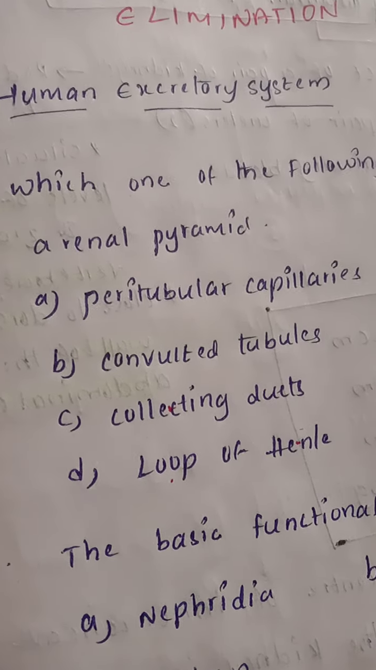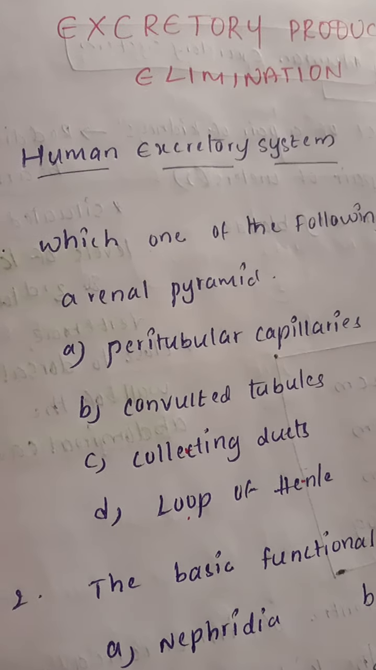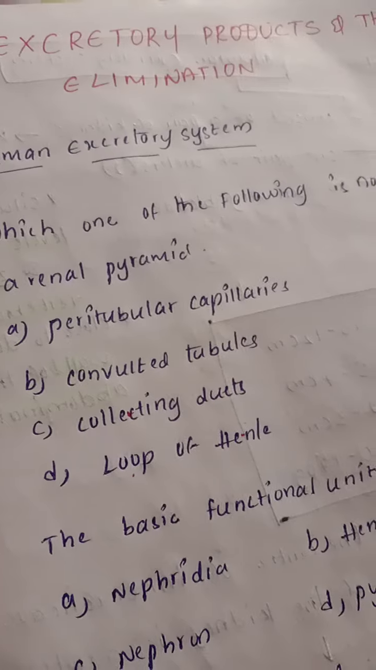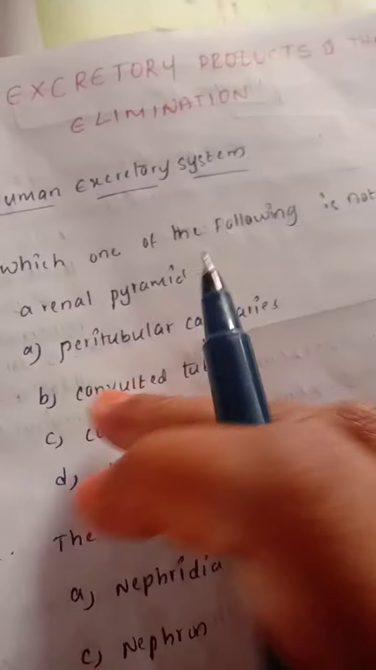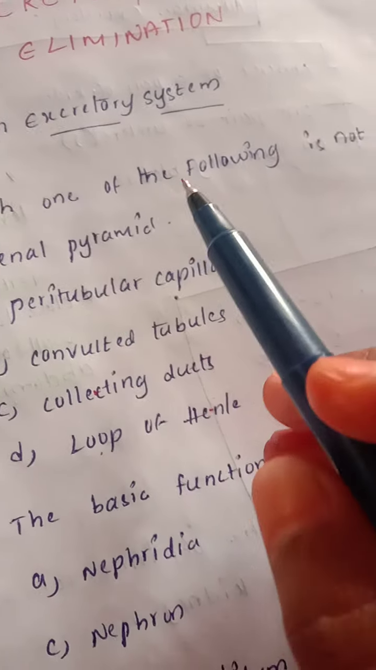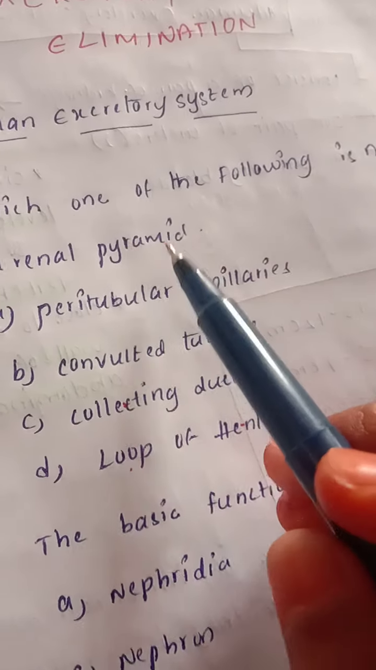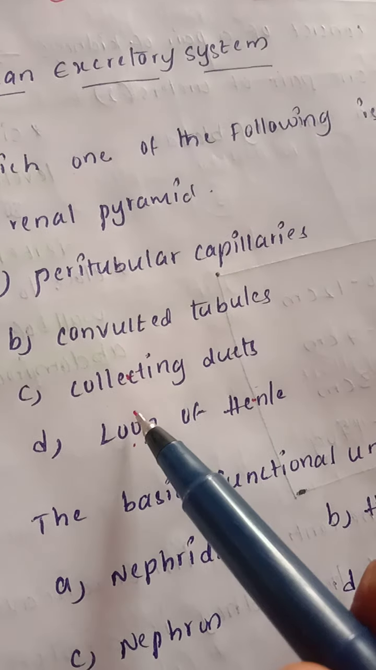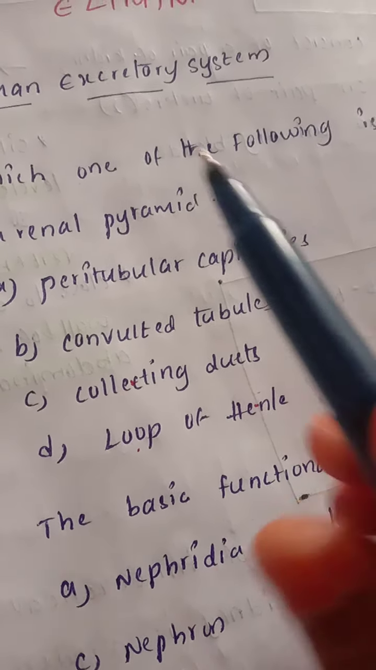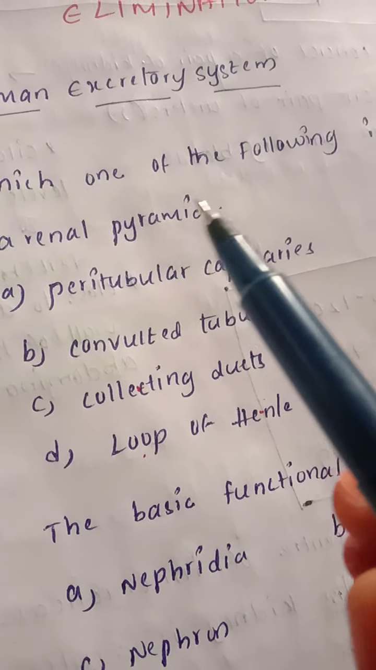Good evening, everyone. Let us discuss the questions and the concept regarding the excretion chapter from the NCERT. We will see the questions one by one. Which one of the following is not a part of renal pyramid? Peritubular capillaries, convoluted tubules, collecting ducts, loop of Henle.